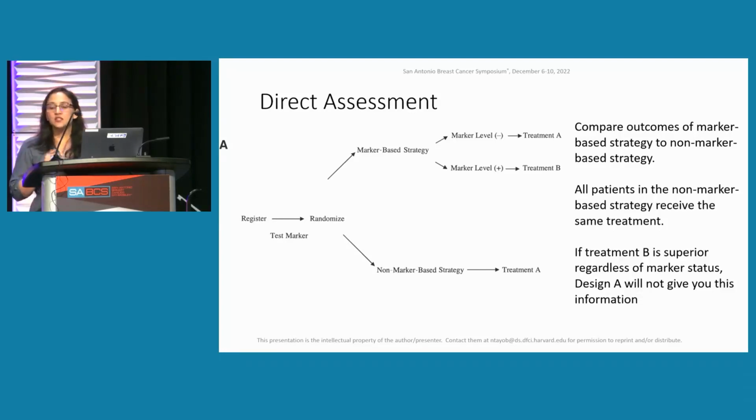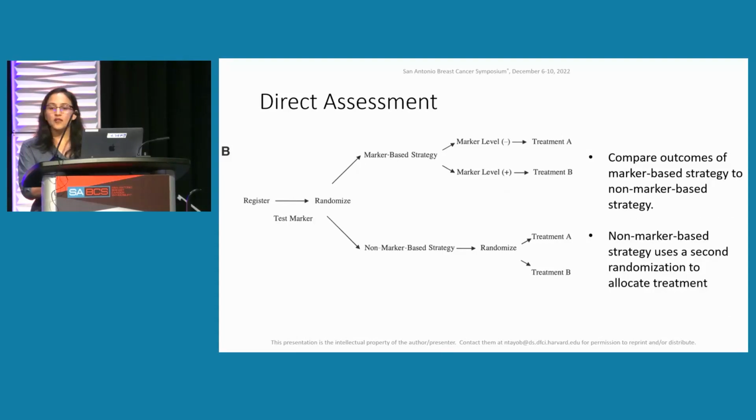And so with this design option, one of the things to keep in mind is that if treatment B is superior to treatment A, regardless of the biomarker, then this design will not be able to tell you that. And so depending on what treatments you're studying, you have to keep that in mind. And if that's a concern, then your other option is to do a second randomization. So you would first randomize patients to either a marker-based or non-marker-based strategy, and then among those with the non-marker-based strategy, you would randomize them again to the different treatment arms.